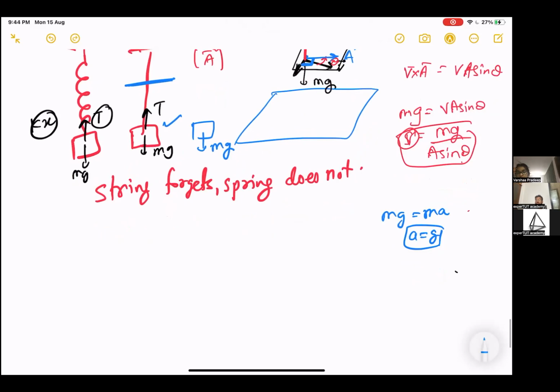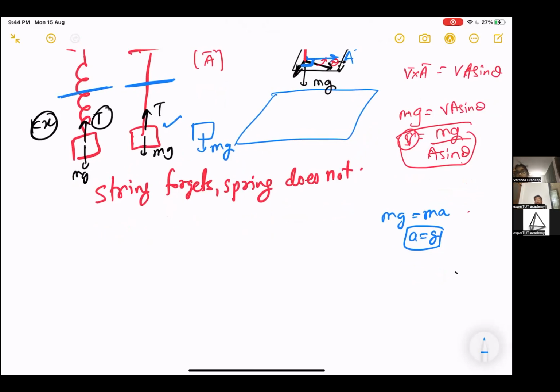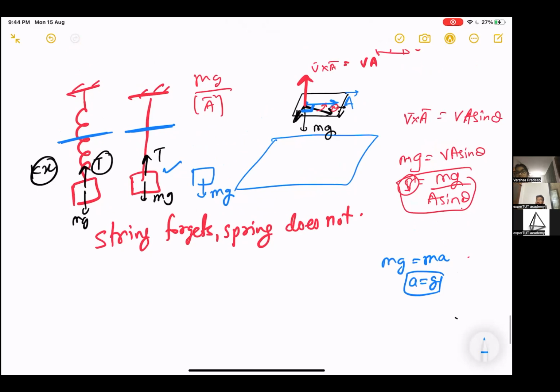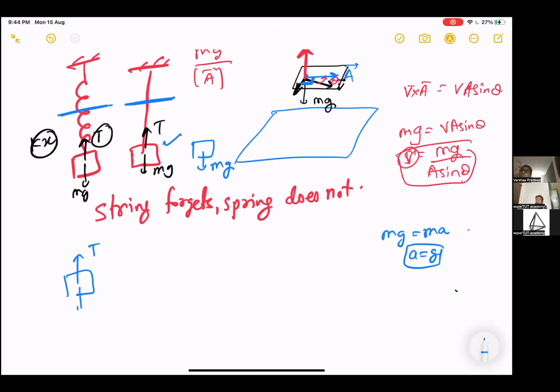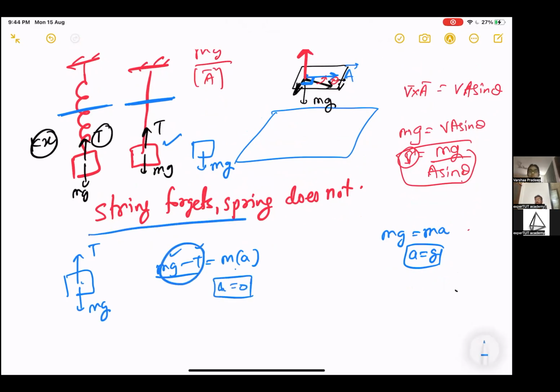Spring does not. So if you cut the spring at this point of time, immediately what will happen? The spring tension will not be gone. So if I ask you just after cutting, what is the acceleration of this block? You'll write mg minus T is equal to m times a. And there we know that mg and T were already equal. So this is 0. Acceleration is 0. If you can understand this basic concept that string forgets, spring does not, you can solve any problem of cutting.